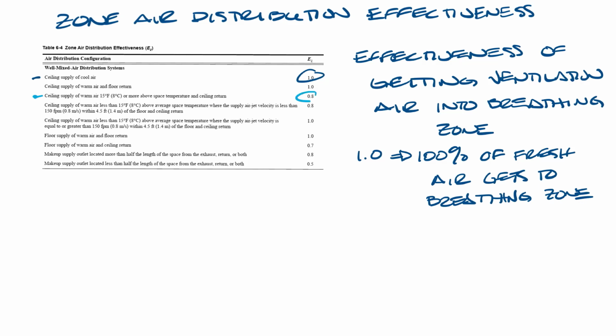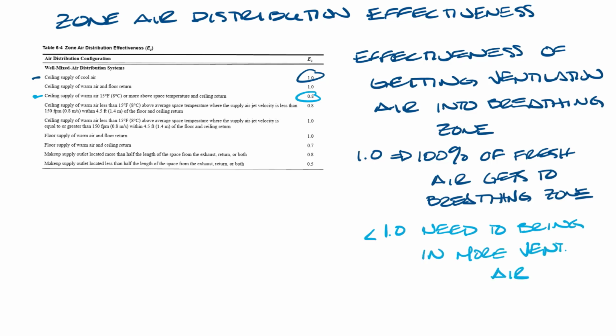On the other hand, a ceiling supply of warm air that is more than 15 degrees over room temperature only has an Ez of 0.8. Anything under a 1.0 would mean that you need to bring more ventilation air into the space. That's why you want to be sure your overhead heating supply air temperature is no greater than 15 degrees over the room temperature, and that the 150 feet per minute throw reaches 4.5 feet above the floor, because this is an Ez of 1.0. There's obviously a lot more detail in ASHRAE 62.1, but that's the basic calculation for how much ventilation air you need to bring into your space.